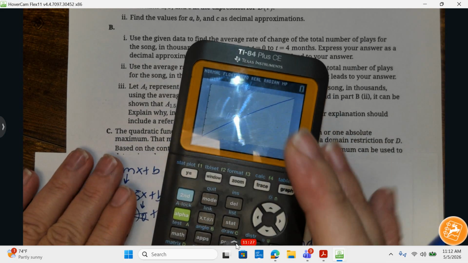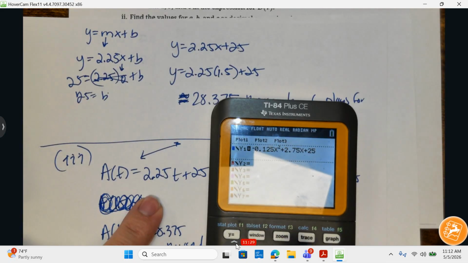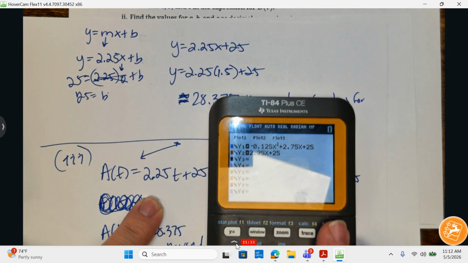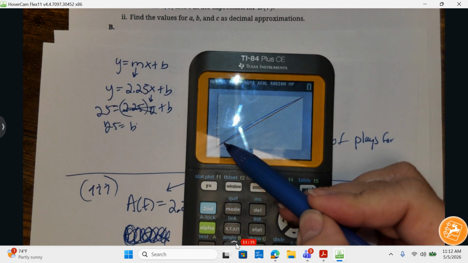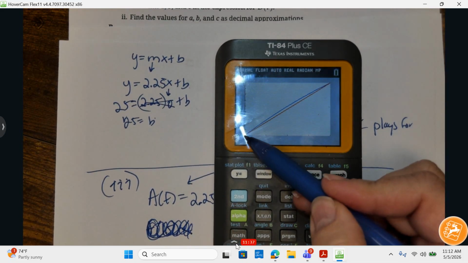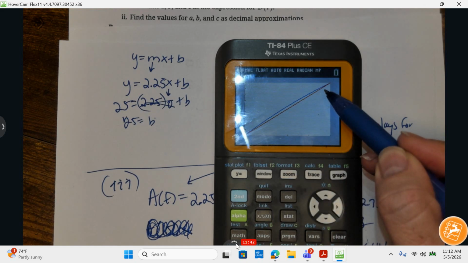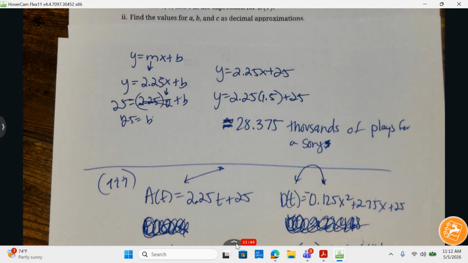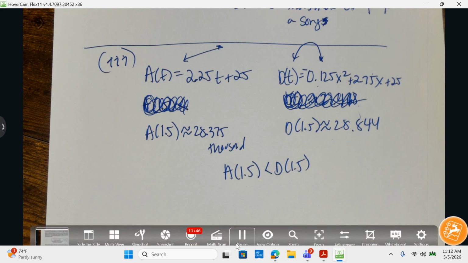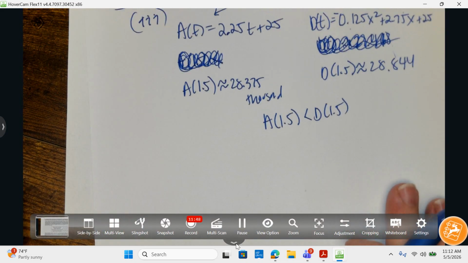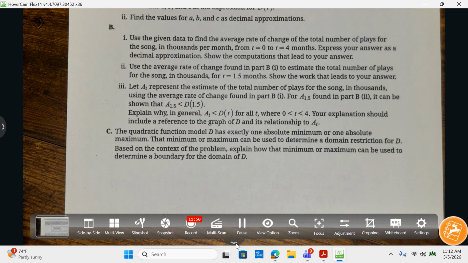So if I went in and actually typed in this equation here, this equation would be 2.25x plus 25. You can see that D of t is going to be above the secant line, which is in red, between 0 to 4. So how do I go ahead and explain that? Okay, so we're explaining it at the specific point.